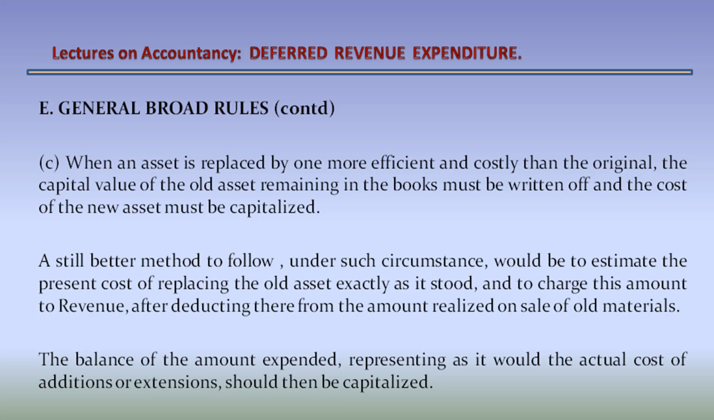C. When an asset is replaced by one more efficient and costly than the original, the capital value of the old asset remaining in the books must be written off and the cost of the new asset must be capitalized. A still better method to follow under such circumstances would be to estimate the present cost of replacing the old asset exactly as it stood and to charge this amount to revenue after deducting therefrom the amount realized on sale of old materials. The balance of the amount expended, representing as it would be the actual cost of additions and extensions, should then be capitalized.